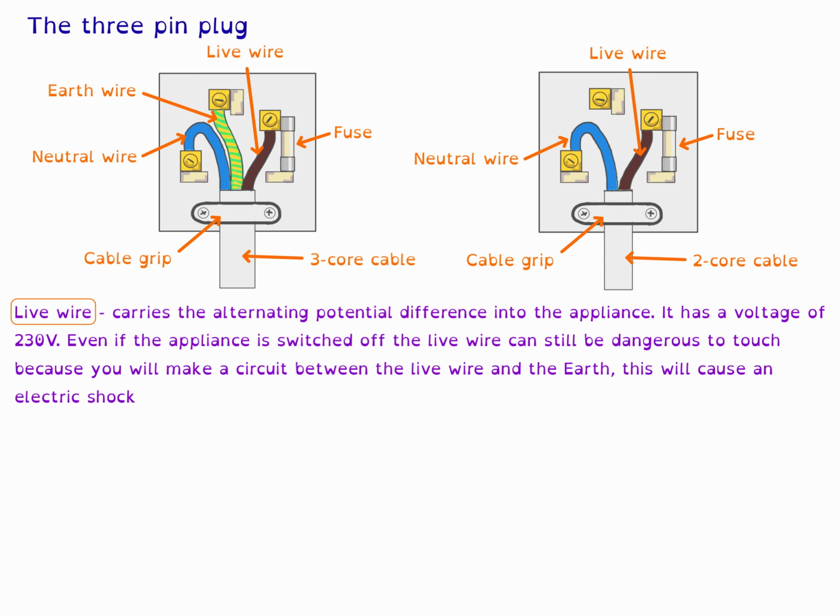The live wire carries the alternating potential difference into the appliance. It has a voltage of 230 volts. Even if the appliance is switched off, the live wire can still be dangerous to touch because you could make a circuit between the live wire and the earth, and that would cause an electric shock. The neutral wire completes the circuit and has a voltage of 0 volts.